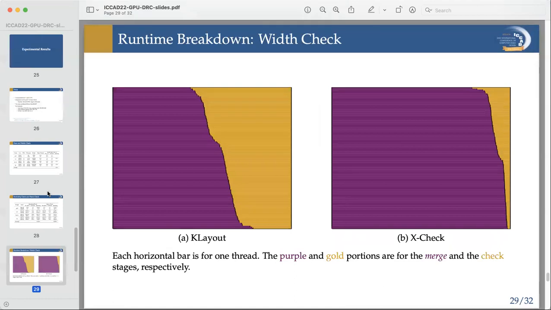And we also care about the runtime breakdown. And firstly, we are going to see the width check. Here, each horizontal bar is for one GPU thread. And the purple and gold portions are for the merge stage and the check stage. Note that we mainly accelerate the check stage here. So the left figure is for KLayout and the right figure is for X-Check. You see that after GPU acceleration, the merge stage takes a much larger portion, and it illustrates the limited speedup we can achieve, as well as showing that this merge stage becomes the new bottleneck.